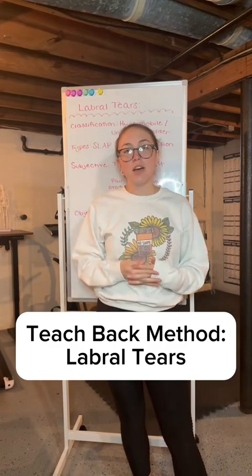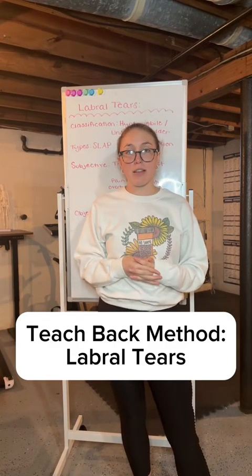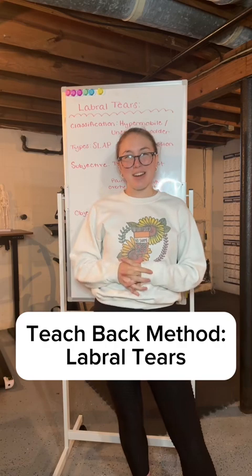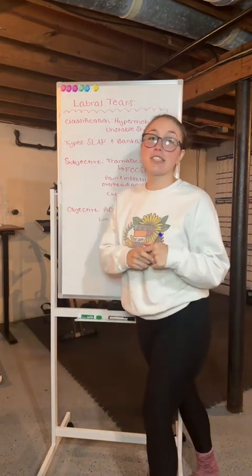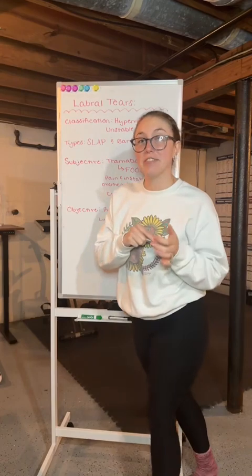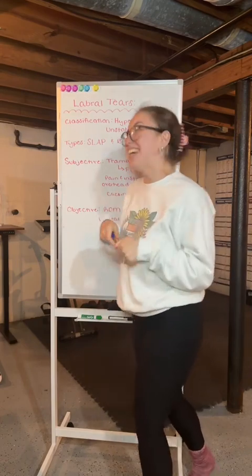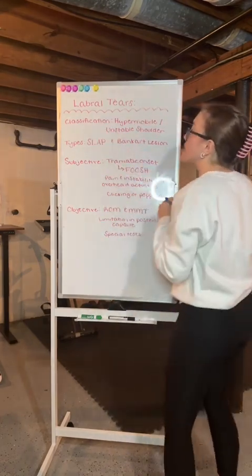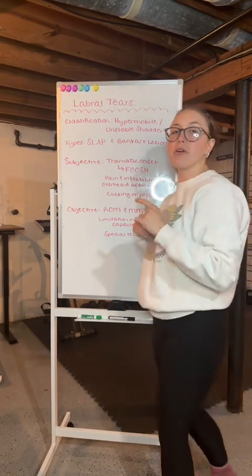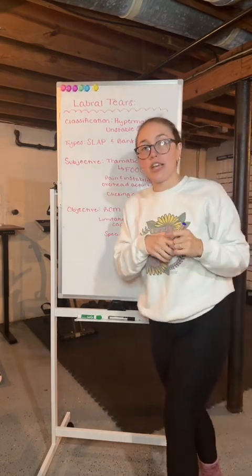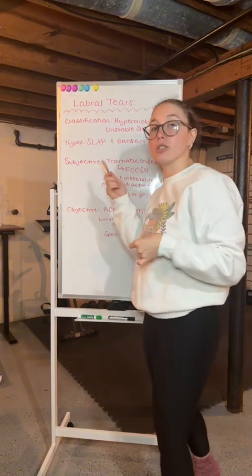For today's video, we're going to be discussing another shoulder pathology, labral tears. Let's break it down. As you can see, I already have a lot of stuff written up here. Unfortunately, my previous draft did not save, so I'm starting from the beginning. So we're talking about labral tears. This falls under the classification of the hypermobile or unstable shoulder. Remember, there are 4 different classifications for shoulder pathologies. This is just one of them.